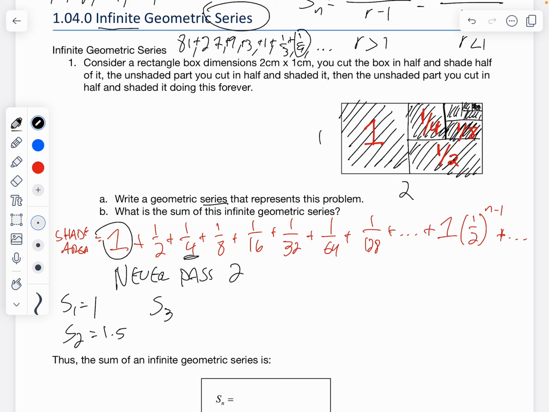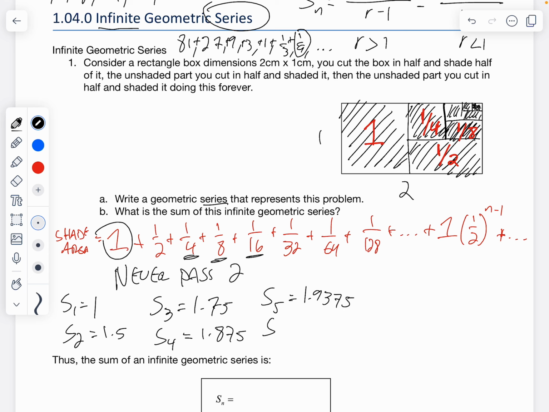S3, if we add a quarter now, is 1.75. S4, so 1/8 is 0.125, so S4 would be, let's see, 1.875. S5, so if I get over here to 1/16, I'm going to have to do that in my calculator. So I have 1.875 plus 1/16. That gives me 1.9375.